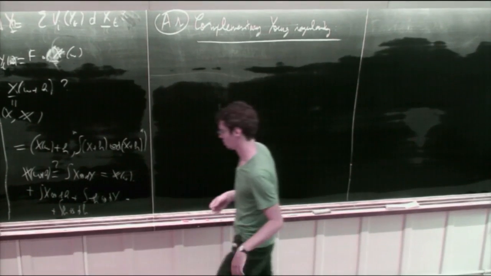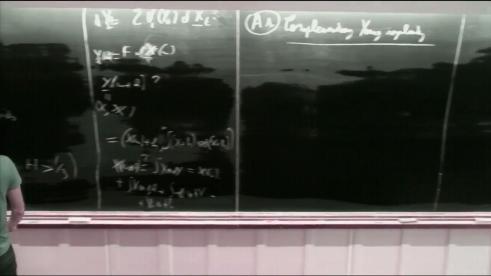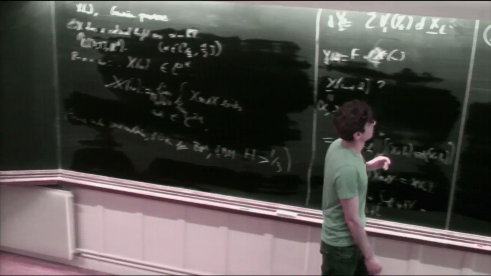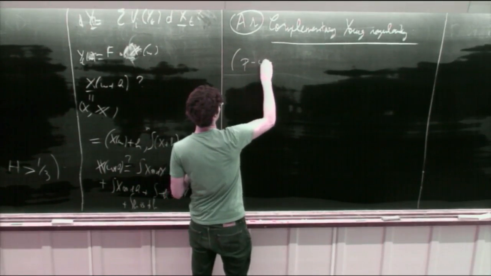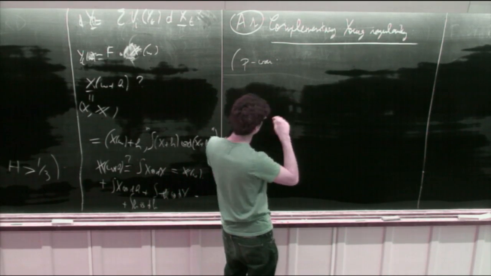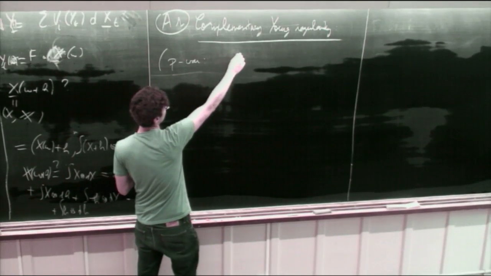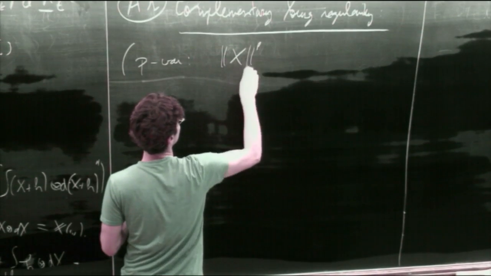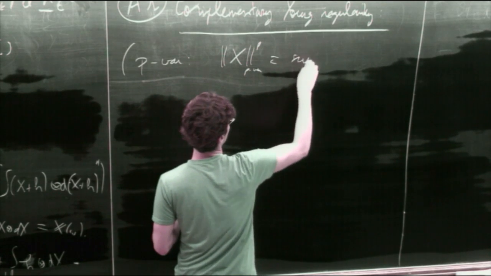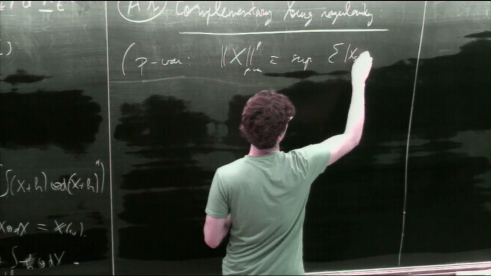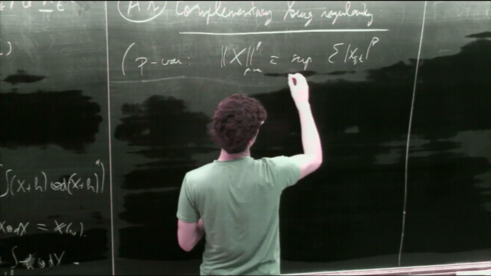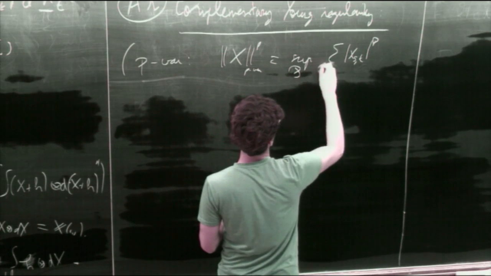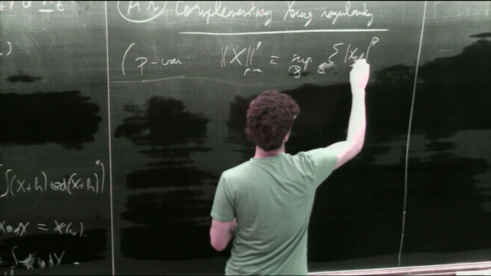I need to make a small point here: Holder spaces are not the right thing to look at now. Let's say p-variation paths. A path with finite p-variation means that the p-variation norm of x is the supremum, over partitions, of the sum of the increments of x, to the power p, between s_i and s_{i+1}.